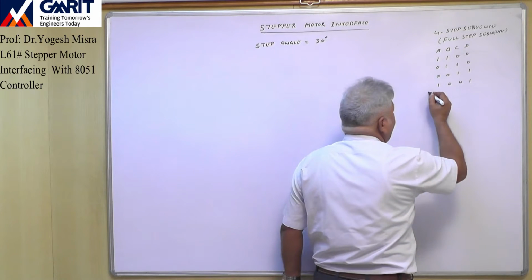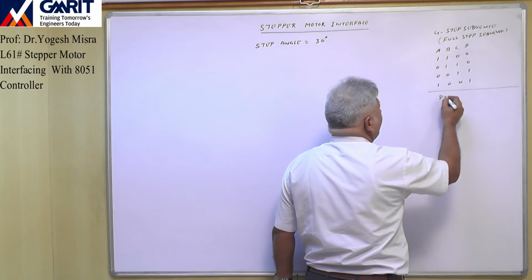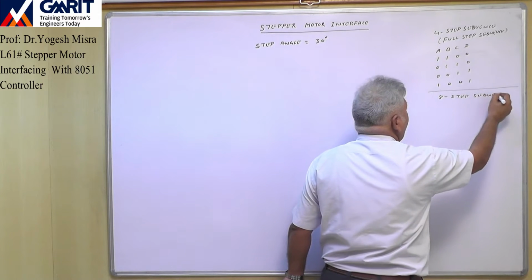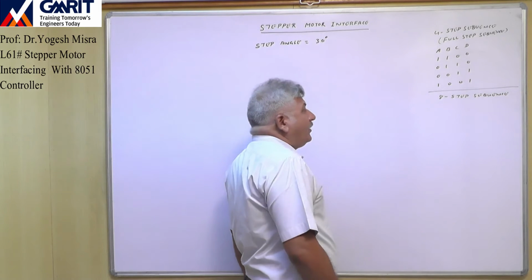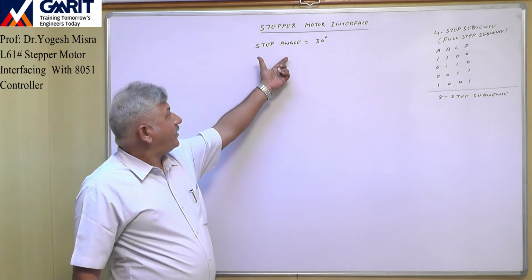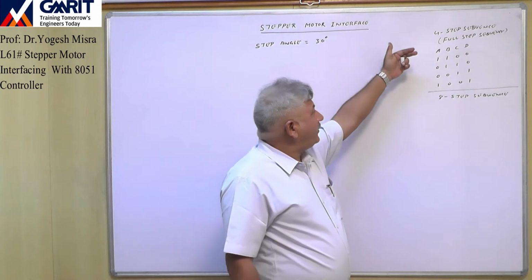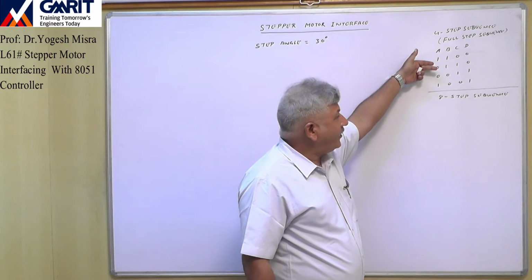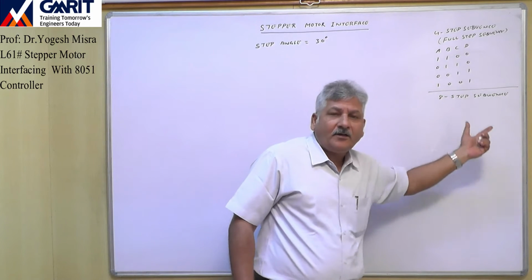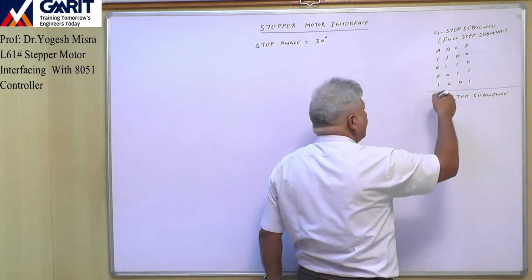And in our application we will use the 8-step sequence. In the case of the 4-step sequence, if the step angle of our motor is 30 degree, then with each of these steps it will rotate 30 degree. But if we use the 8-step sequence, then the angle will become 15 degree. So in the 8-step sequence we will use 8 steps like this.